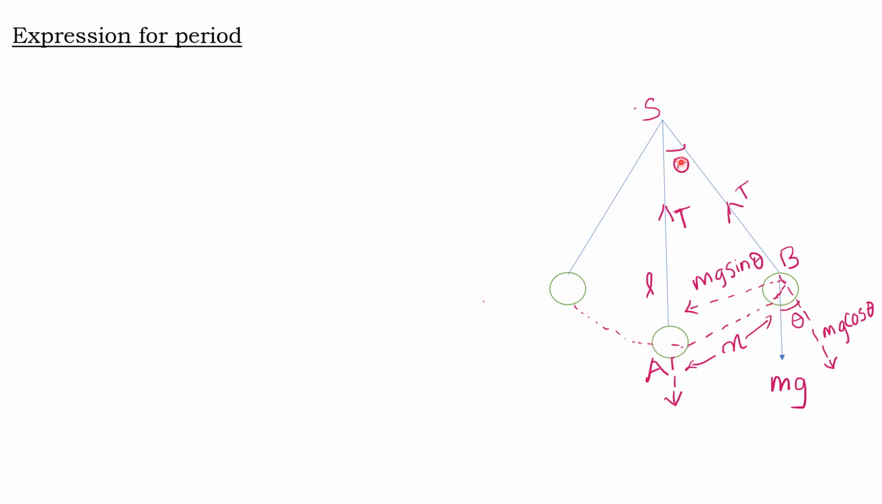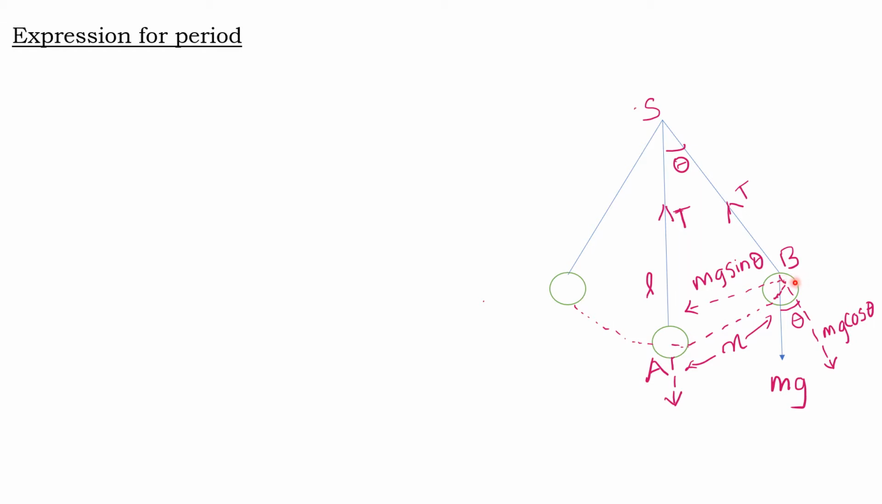Let theta be the angular displacement at any time t, and let m be the mass of the bob. At the mean position, the weight of the bob acts vertically downward, and the tension in the string acts vertically upward. At this point, both the weight and the tension are equal and opposite, and hence the point A is at the equilibrium position.